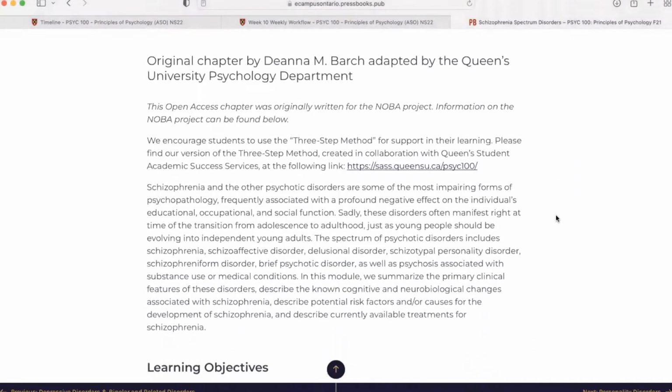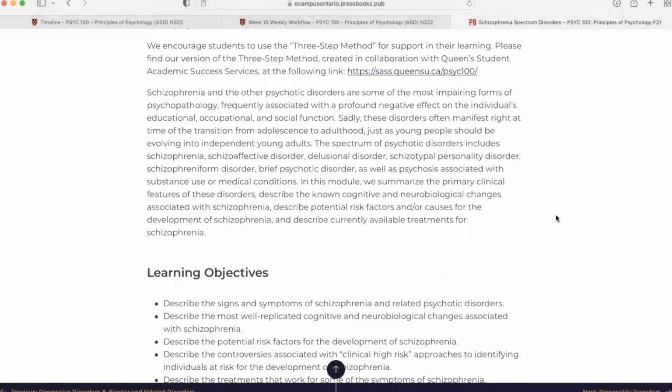Schizophrenia and other psychotic disorders are some of the most impairing forms of psychopathology, frequently associated with a profound negative effect on the individual's educational, occupational, and social function. Sadly, these disorders often manifest right at the time of the transition from adolescence to adulthood, just as young people should be evolving into independent young adults.